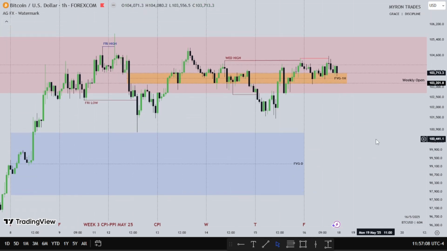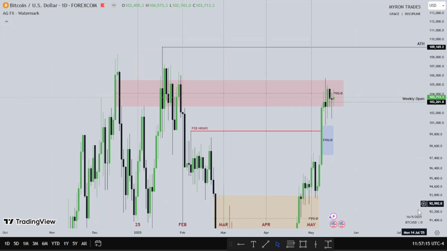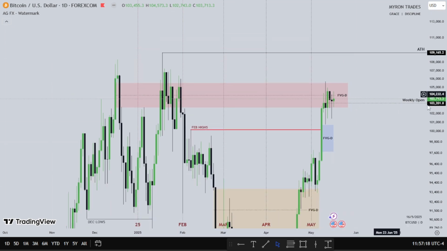So for the new week, I think this fair value gap will be a catalyst for the new week for price. So that was about that for Bitcoin.